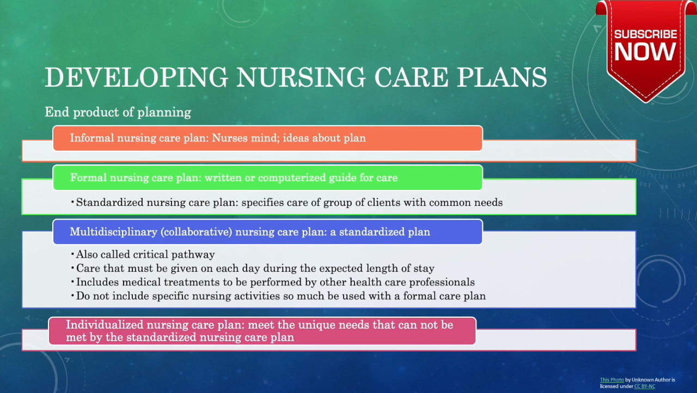Next is a multidisciplinary nursing care plan, which is a type of standardized nursing care plan. It can also be called a collaborative nursing care plan or called a critical pathway. It details the care that must be given on each day during the expected length of stay of your patient, and it also includes medical treatments to be performed by other healthcare professionals. That's why it's called the collaborative or multidisciplinary nursing care plan, because it includes other people. But it does not specify nursing activities, so nurses can refer to the multidisciplinary nursing care plan just to see all the care that the patient may be receiving, but they need to also always use their standardized nursing care plan, which will detail their nursing activities and the nurse's plan of care for the patient. And lastly is the individualized nursing care plan, which meets the unique needs of your patient that cannot be met by using the standardized nursing care plan.